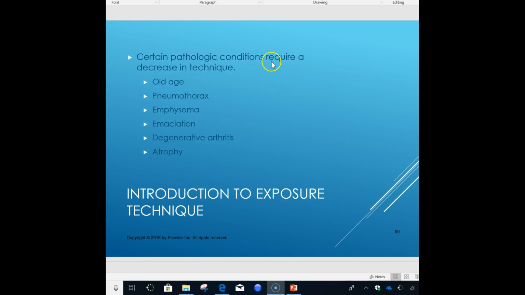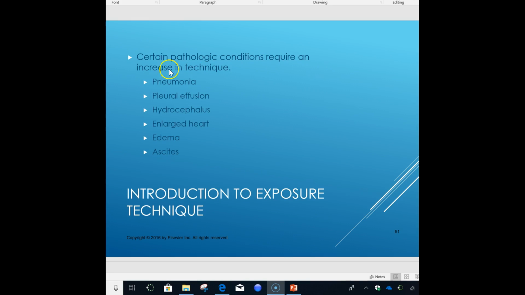Certain pathological conditions require a decrease in technique. If the patient is elderly, or when doing a chest x-ray, if they have a pneumothorax, emphysema, emaciation, degenerative arthritis, atrophy. So these conditions will make you either increase or decrease your techniques accordingly.